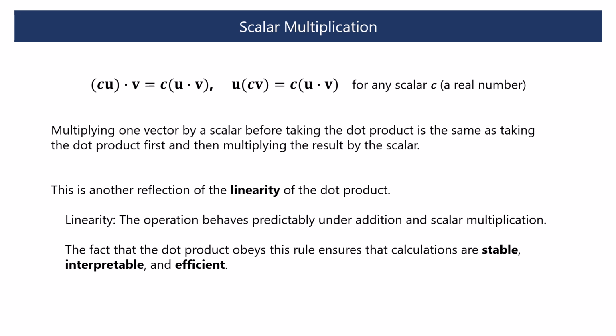This is another reflection of the linearity of the dot product. Linearity means that the operation behaves predictably under addition and scalar multiplication. In machine learning and optimization, scalar vector operations are everywhere, whether it is adjusting parameters or applying learning rates. The fact that the dot product obeys this rule ensures that calculations are stable, interpretable, and efficient.